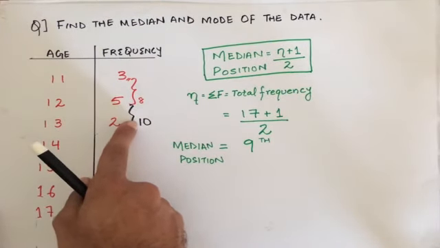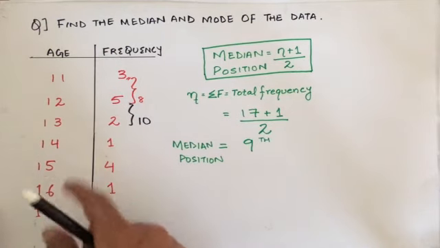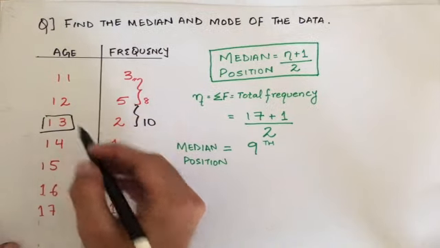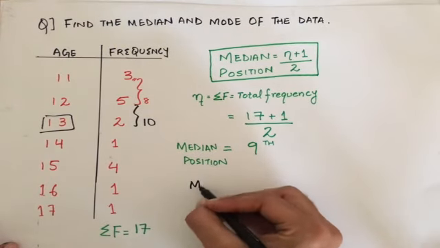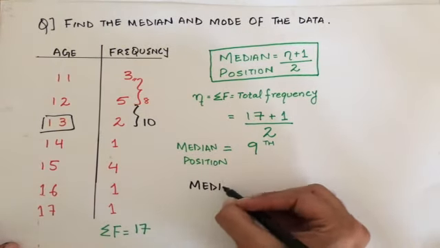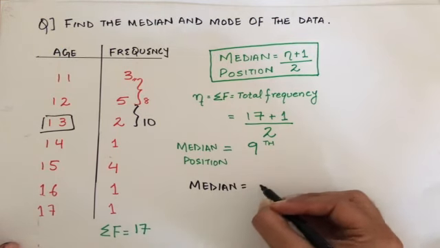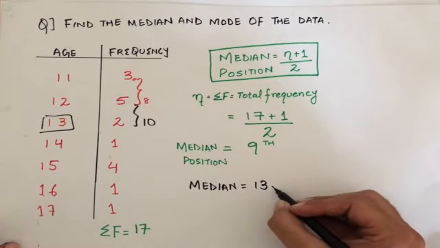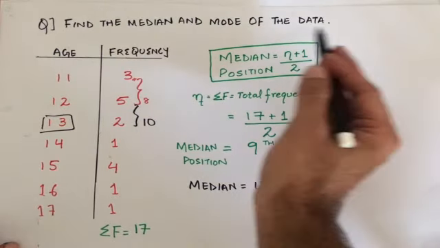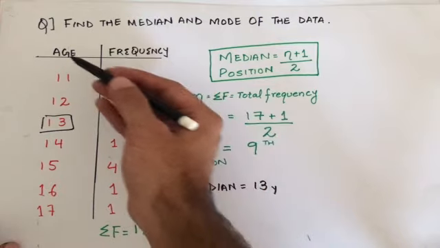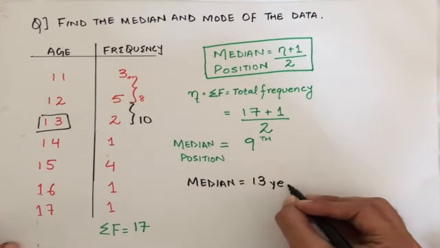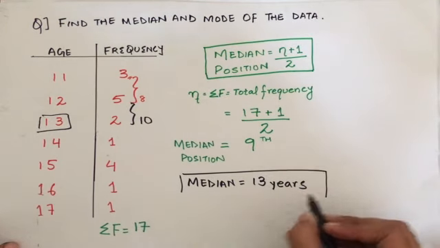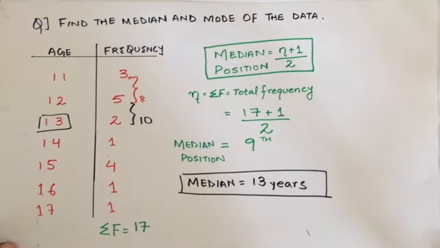So what is the median in the 9th position? Obviously it is 13. So your median is 13. And don't forget the age, because in this particular question the data is of age. So this is your answer. Median is equivalent to 13 years.